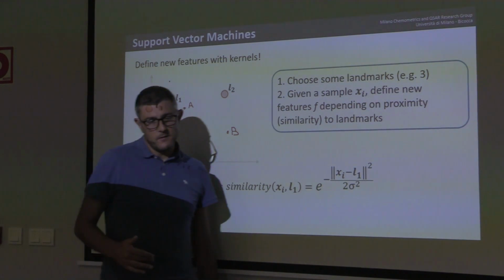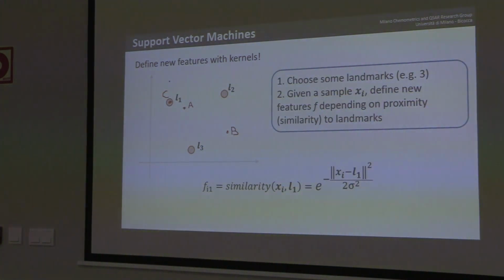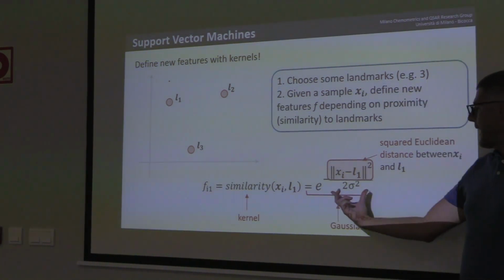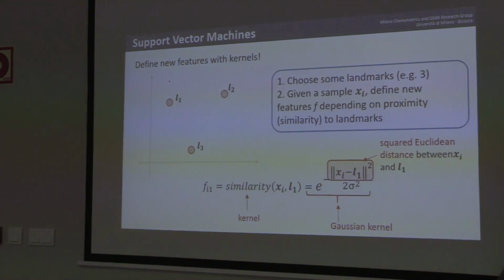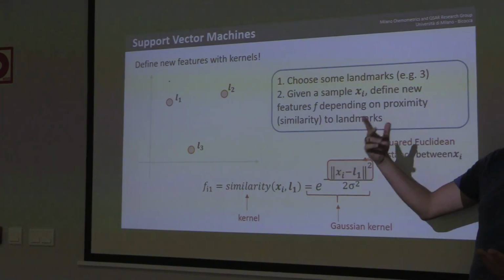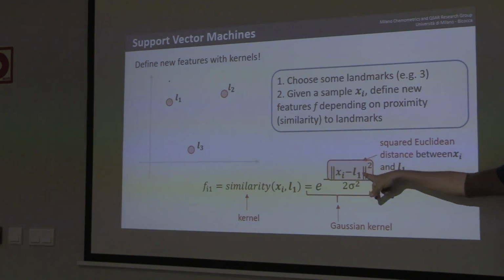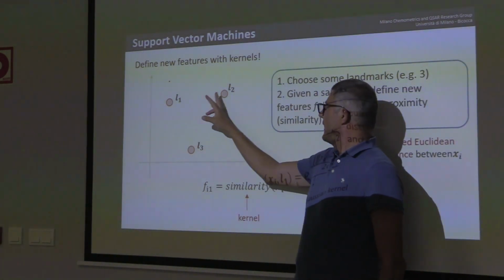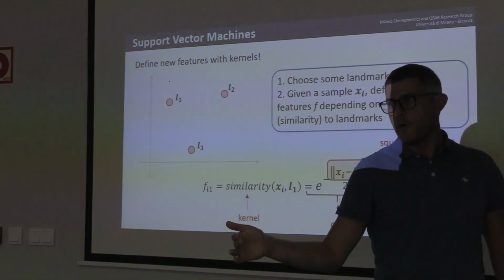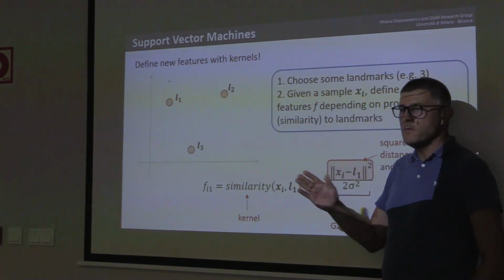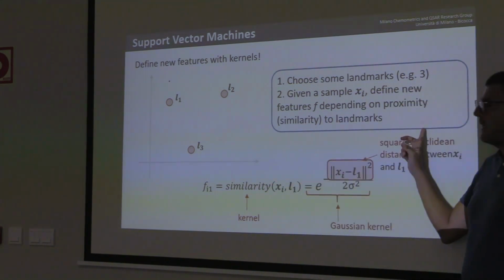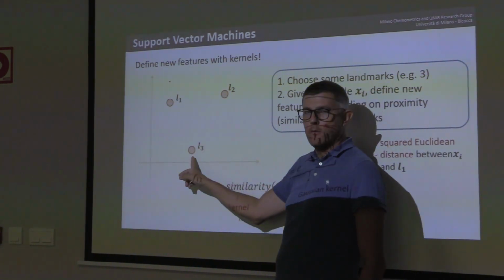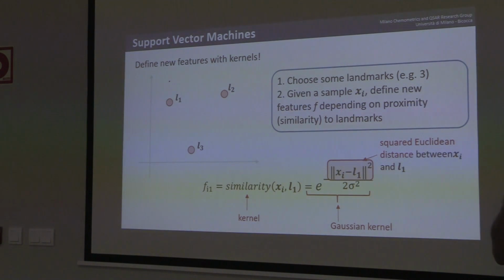This is called a Gaussian kernel. And this is, as we say, the squared Euclidean distance between the given sample and the landmark. I do this for the first landmark, but then I can do that for the second one, the third one, and so on, and this will be my new features. So for every given sample, I will have a similarity with respect to the first landmark, the second one, the third one, and so on. These are my new features.